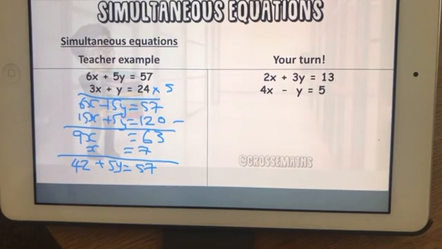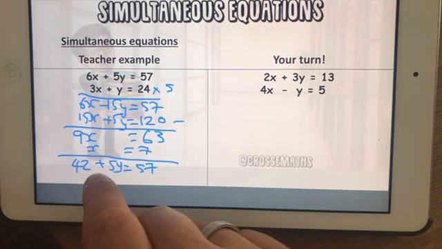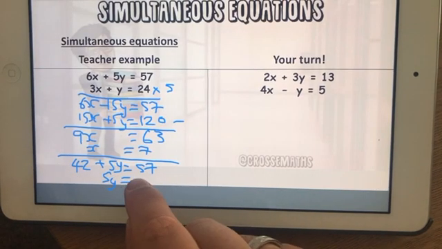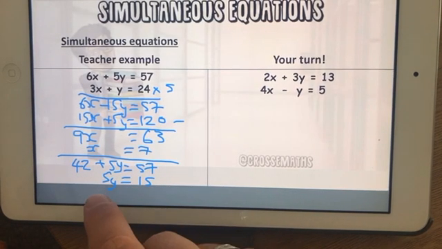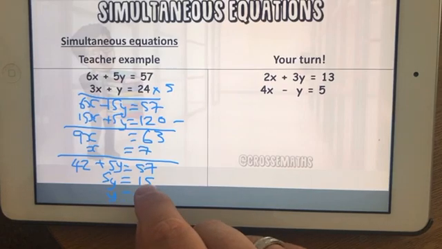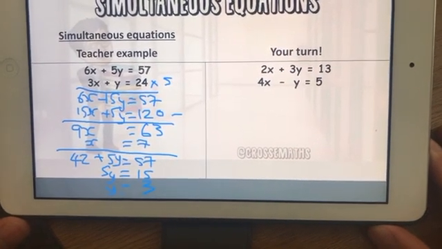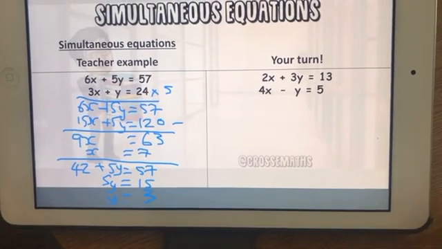Now I've got very basic solving equations to do, exactly like the first question in the starter. If I take away 42 from both sides, I end up with 5y. 57 take away 42 is 15. 5y equals 15. That means y would have to be 3. Okay, very straightforward, guys. Okay, you should have that nailed. If you have, that's great.